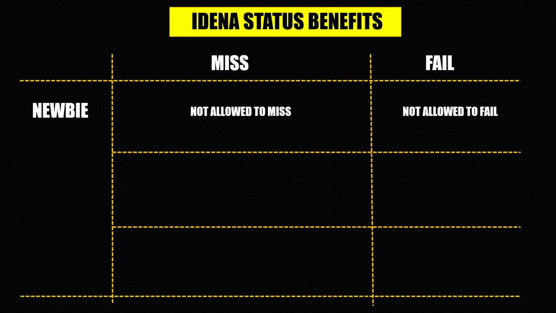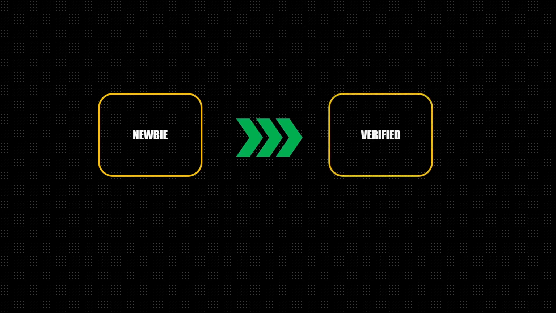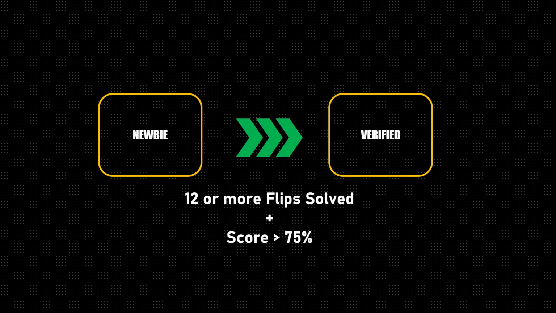Newbie identities are not allowed to either miss or fail the validation. If they miss or fail, they are reverted to the non-validated status, and all of their staked funds are burned. The identity status changes from newbie to verified after the user has solved more than 12 flips across all of their previous validations during a short session and has an average score of 75% or higher. Flips solved in the long session are not counted in this score. This usually happens after 3 consecutive successful validations and in some rare cases after 4.